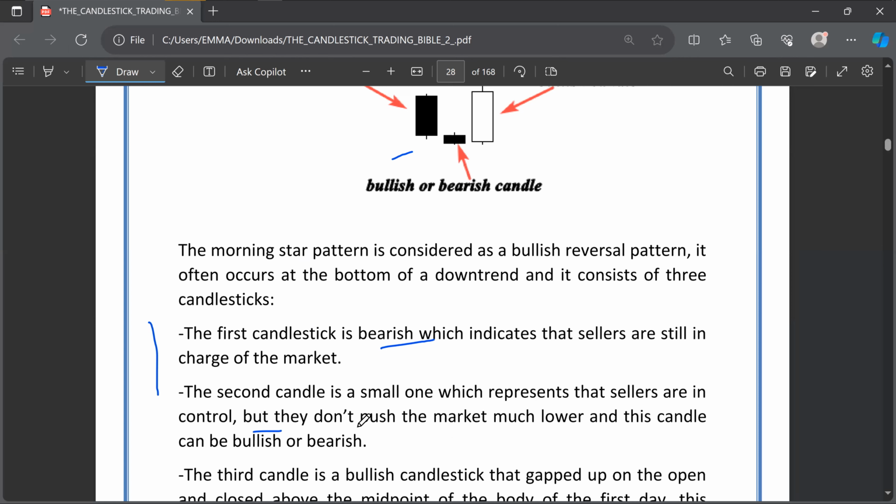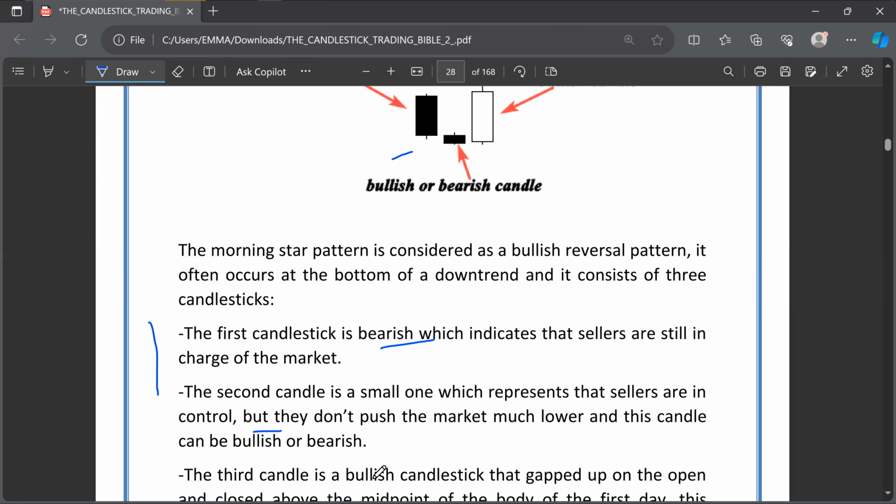The first candlestick must be bearish. Then the second one, which is a small one, can be either green or red. And it's small in the sense of its size. We have treated the size of a candlestick, the power that it has, the pressure and momentum that it has on the market. So the middle one can be any type of candlestick, but it is small. If it is small, it is losing its power, its momentum.